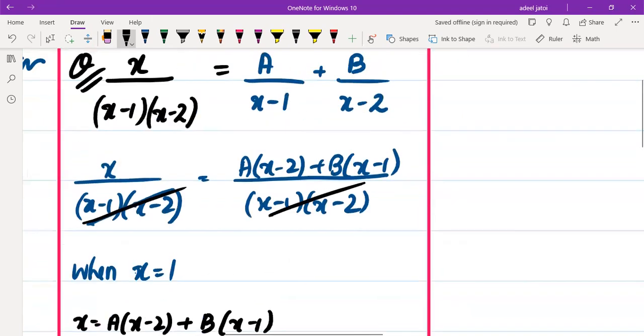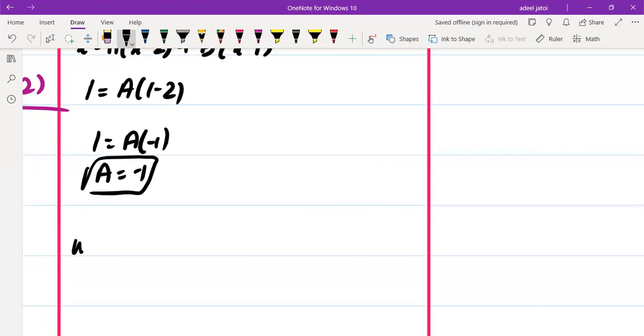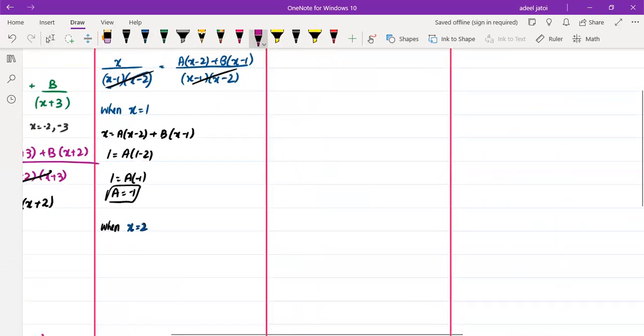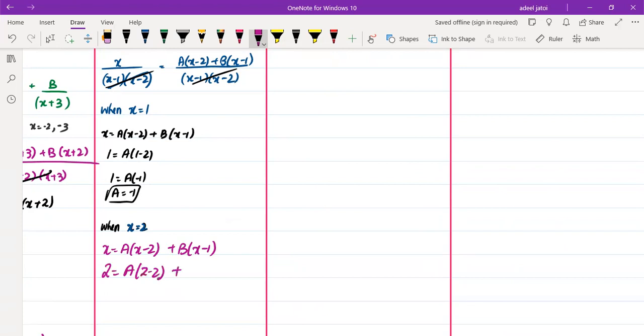Whereas when we know that the other value is x minus 2, the value should be when x is equal to 2. So when x is equal to 2, we can again use the same equation, that is x is equal to a, x minus 2 plus b, x minus 1. Let's say 2, a. 2 minus 2 becomes 0, whereas b, 2 minus 1. So this is cancelled out, 2 is equal to b, and obviously the b value will be 2.